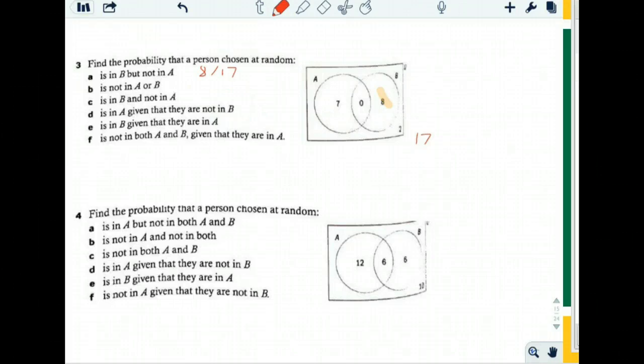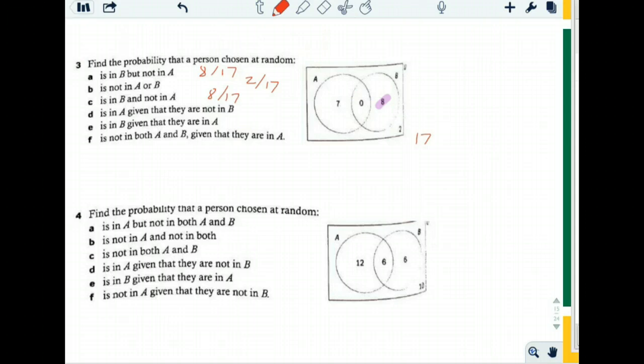What is the probability that the person is not in A or B? So that would be basically these 2 people here. So that would be 2 out of 17. Is in B but not in A. So that would be 8 out of 17.